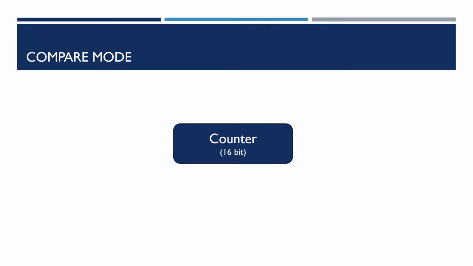The next is the compare mode. Now, what do we mean by this mode? So again, we've got the counter, which is 16-bit wide. We're feeding it the input clock. It counts from 0 to 65535. Then it overflows, and then we get the interrupt.